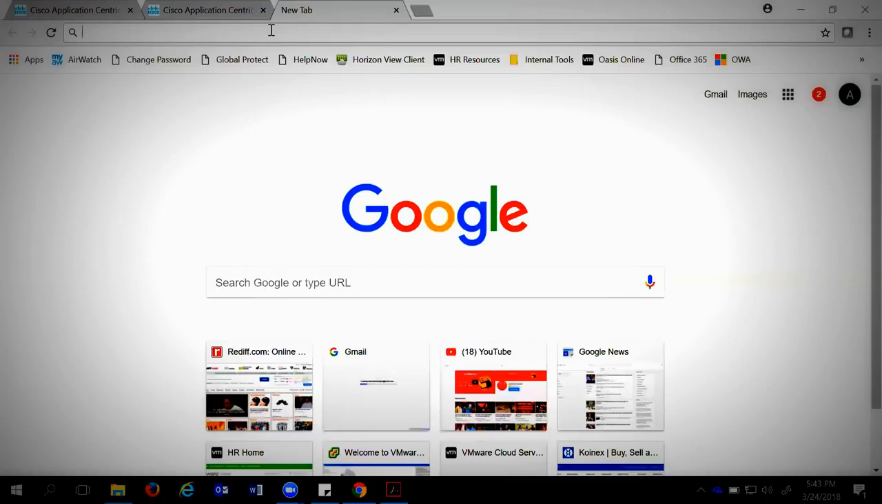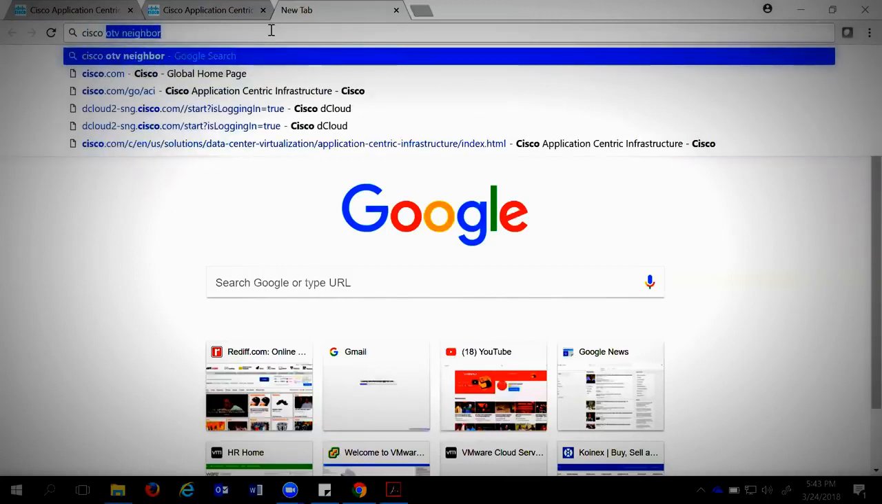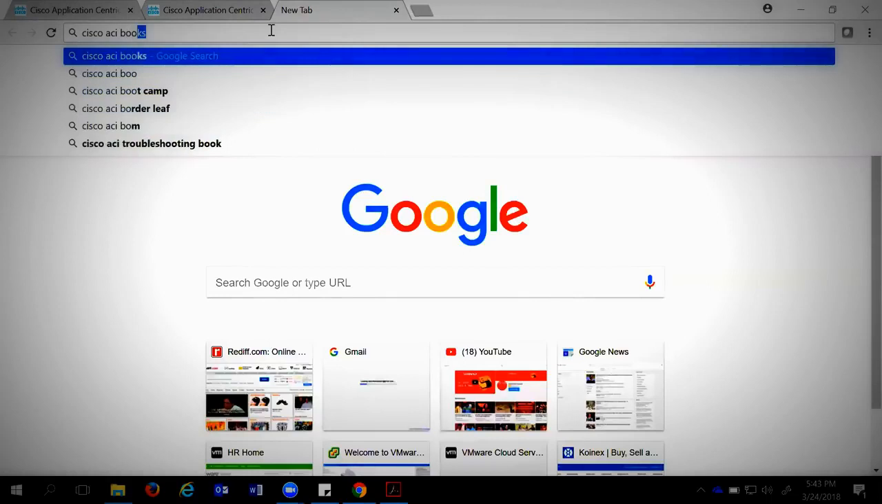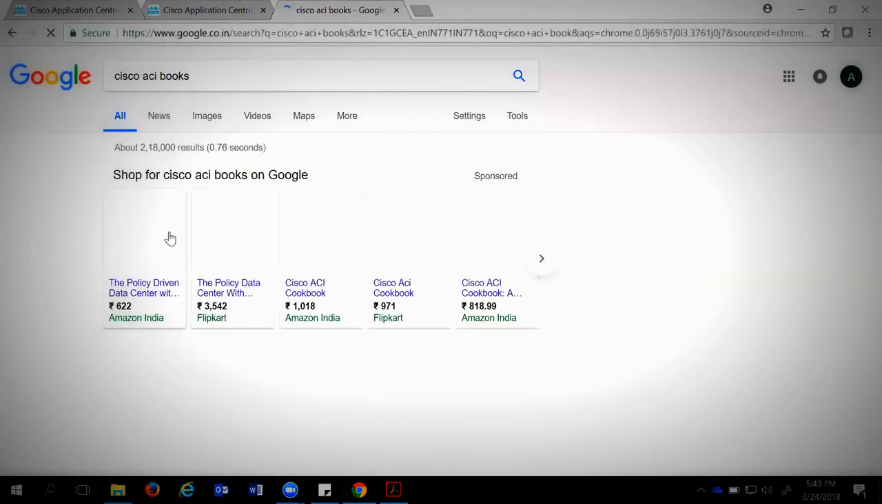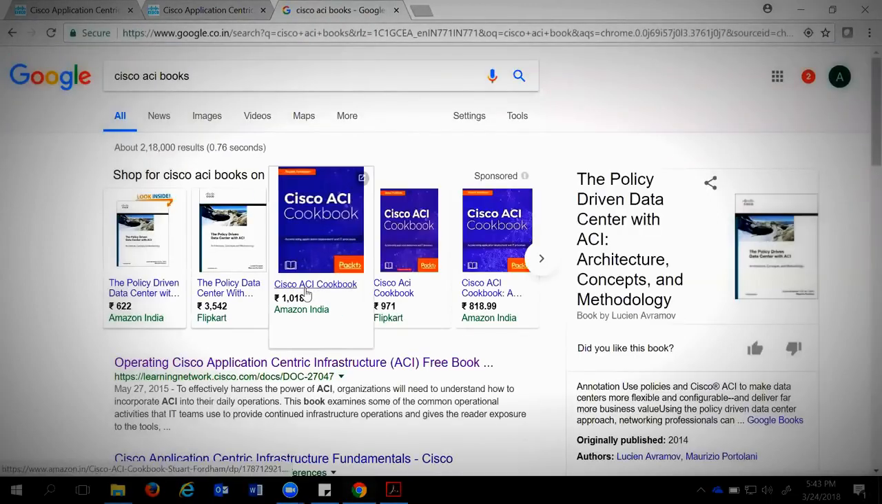Now, coming to the books, I highly recommend that you follow one book, which I guess I'll just show you, which even I had followed for a while. This is the one. This is actually the Cisco ACI Cookbook. Why I really recommend this book is because it gives you the full process in a very easy manner, in very easy language.